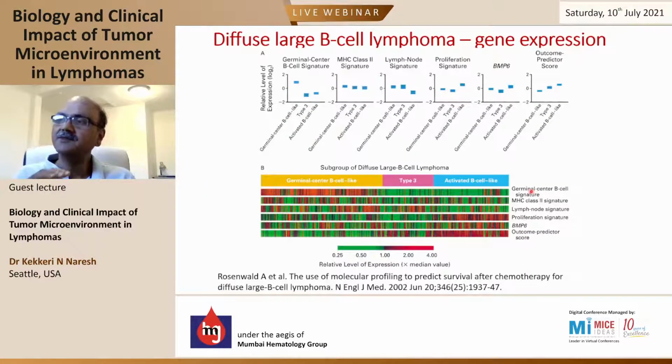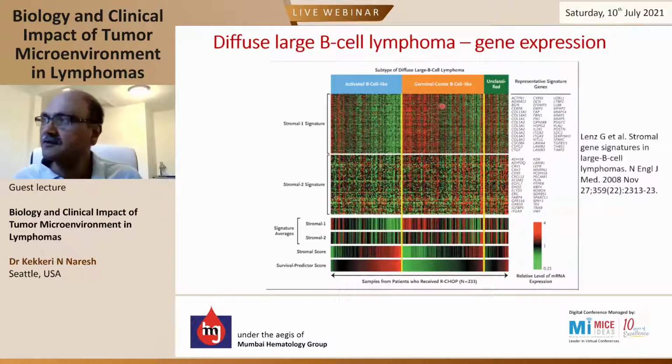In diffuse large B-cell lymphoma, this again came around at the same time, the early part, from the same group. It was the group of Louis Staudt. Again, Andreas Rosenwald was the first author of this paper. When they were looking at the gene expression pattern between different diffuse large B-cell lymphoma subsets, one particular signature, which was a component of the outcome predictor score, came out, which was not from the lymphoma cells. That was what they called a lymph node signature. These were predominantly from the non-malignant component cells. So that was the first indication that a similar thing to what is seen in follicular lymphoma is also at play in diffuse large B-cell lymphoma.